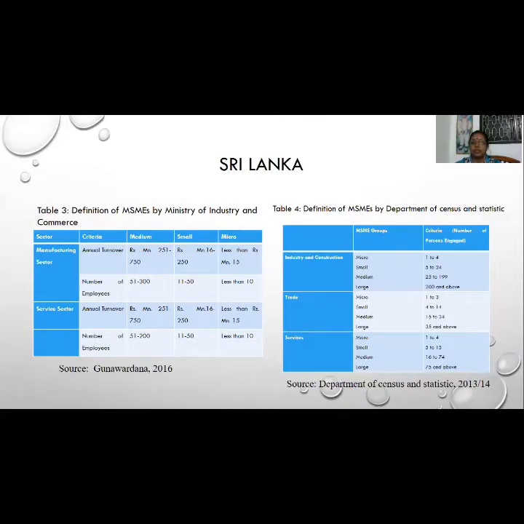But in the case of the Department of Census and Statistics, we can observe types of sectors: industry, construction, trade, and service. This definition is based on the number of employees. According to that, industry and construction have a maximum of 200 employees, that means below 199. In the case of trade, below 35 employees, and service organizations below 75 employees. These are the important definitions for the Sri Lankan context.